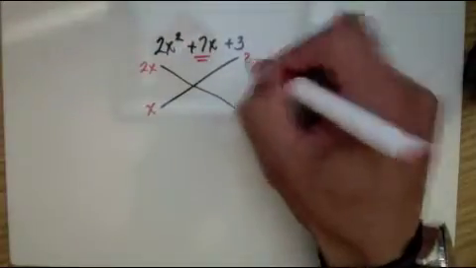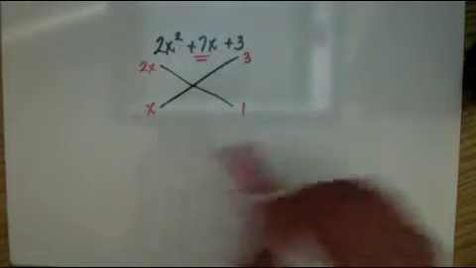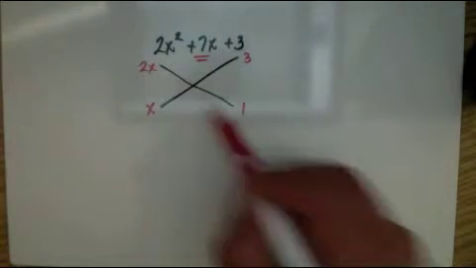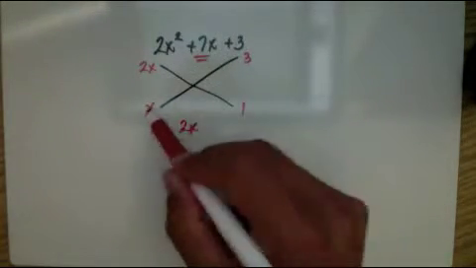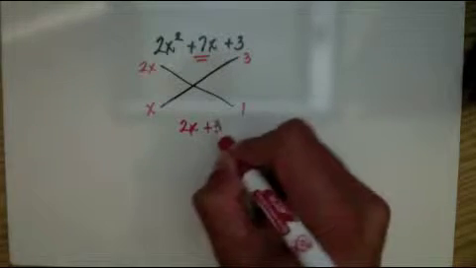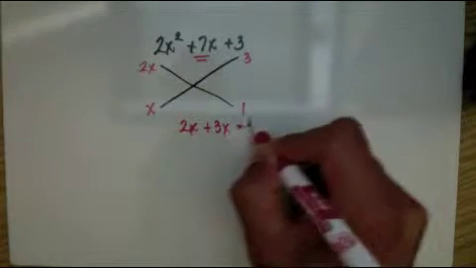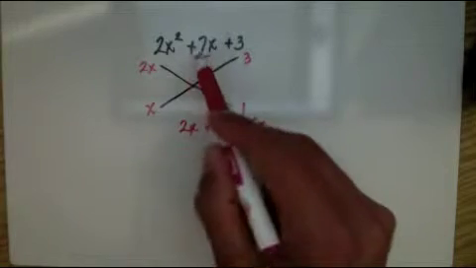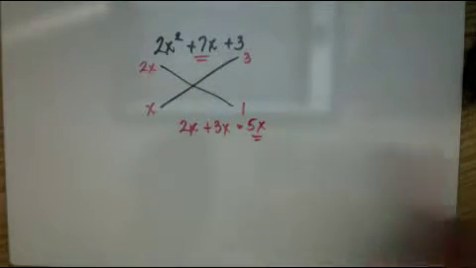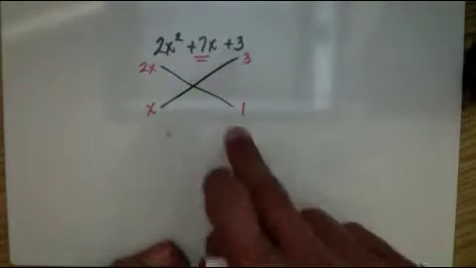If I put 3 here and a 1 there, let's try to see if that gives me a solution. 2x times 1 is 2x. X times 3 is positive 3x. Well, when I combine that, it's going to give me a 5x. That's not what I want. I wanted a 7x. So that is not going to work out for me.